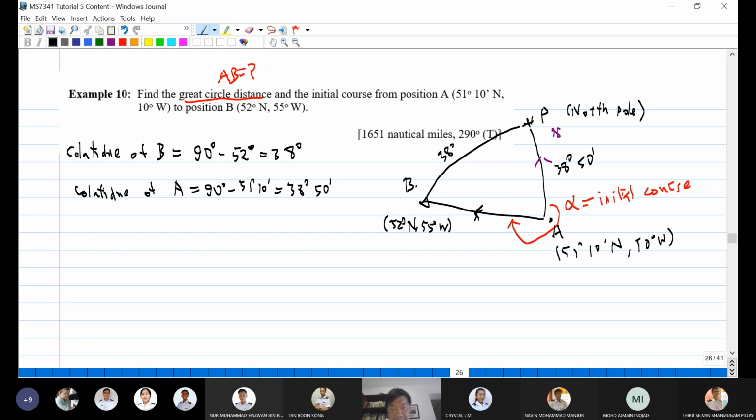So what information do I have now? Do you know what angle P is, right? Angle P is from 10 degrees west, starting from 10 degrees west here, go to 55 degrees west. So the difference of angle P is 55 degrees minus 10 degrees, and the difference is 45 degrees. So this angle is 45 degrees now.